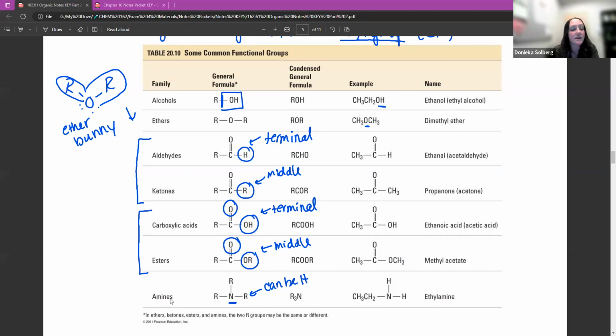And then we have amines or amides, really anything that has a nitrogen in it, for the most part, would be considered an amine. Okay, so I've got nitrogen and then I have R groups on all sides or H's. There's not a designation between terminal and somewhere in the middle. So if there are R's or H's, it's considered an amine.